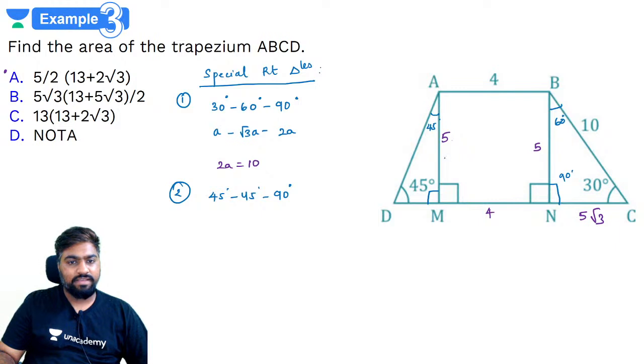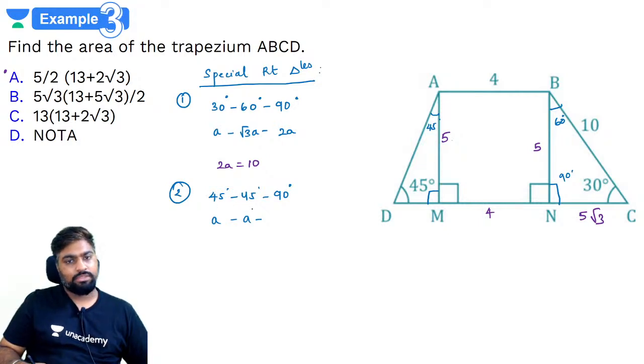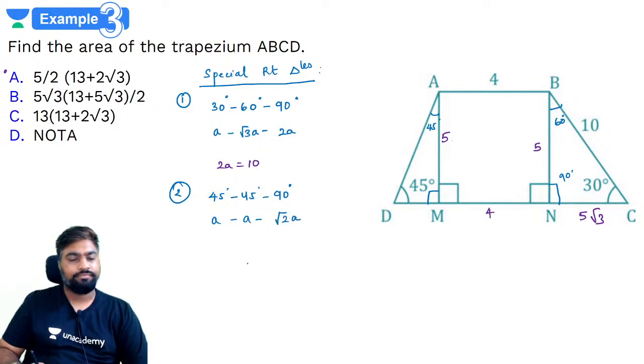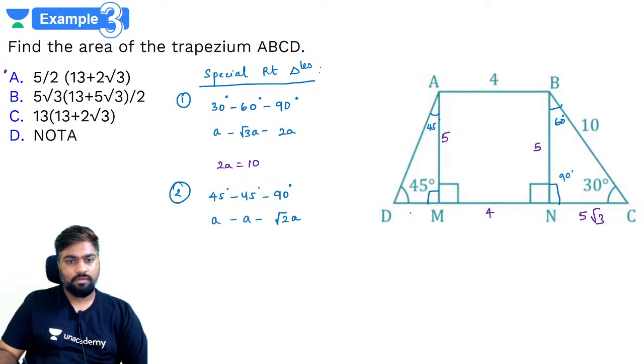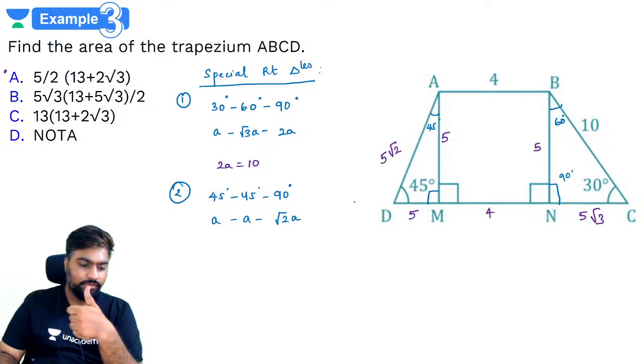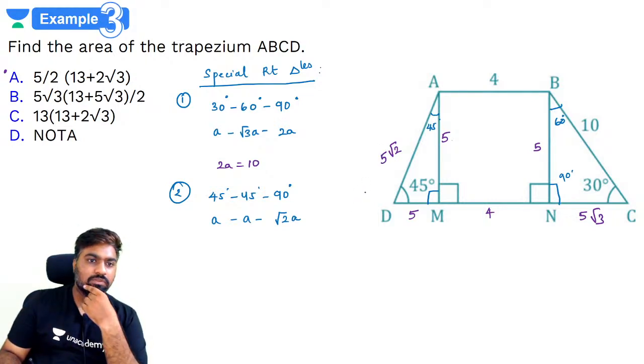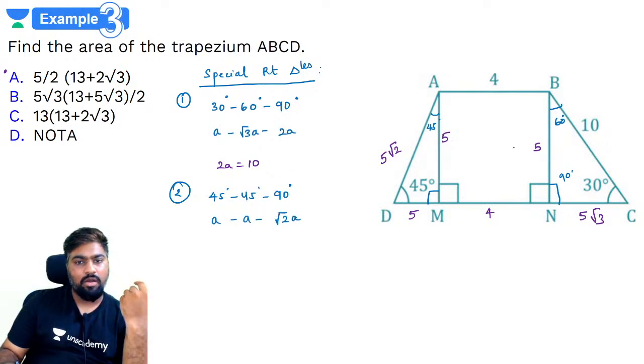Here, opposite to 45 is 5, so if you take this as A, this will also be A because it becomes an isosceles right triangle. A and opposite to 90 is what? Root 2A. So this is 5, ultimately this will also become 5, this is 5 root 2. Understood? Cool? Everyone? So using special right triangle you found out all the dimensions possible.